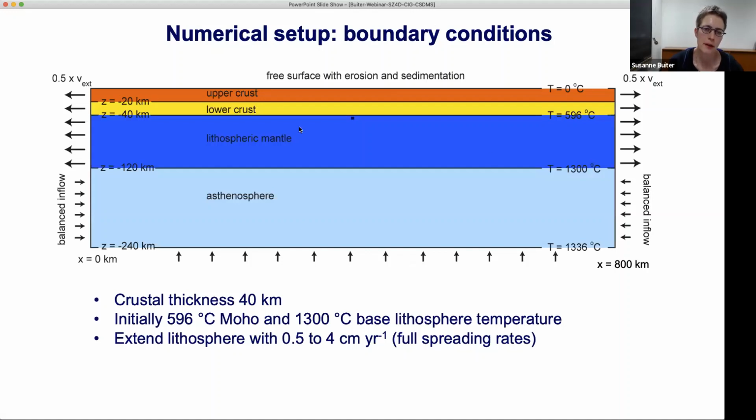Now my models are Eulerian, so it's a fixed grid. You can think of it as an aquarium where I'm pulling materials out. I will need to balance that inflow so I don't get surface movements just because I'm moving material in or out. And I achieve extension by pulling on the sides of the lithosphere. And my extension rates, the full rates, so both sides added, are 0.5 centimeter to 4 centimeters a year. Now, up to about 2 centimeters a year is probably representative for continental extension. Faster would be more going towards oceanic rates.